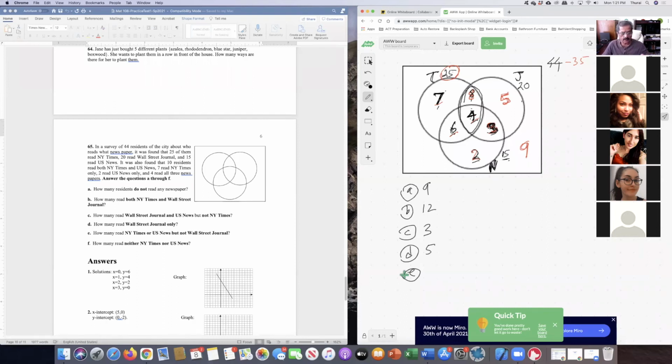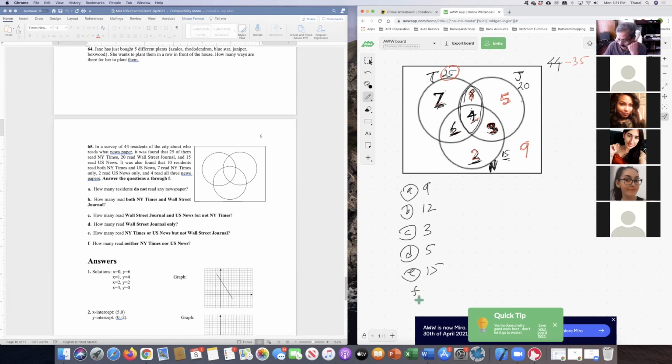Part E is how many read New York Times or US News, but not Wall Street Journal. Now remember, or means that's union right there. New York Times and US News need to be combined, and you have to be outside Journal. So what numbers will be the combination of Times and News, but outside Journal? 7, 6, and 2. The 7 here, 6 here, and 2. So 13 plus 2, 15.